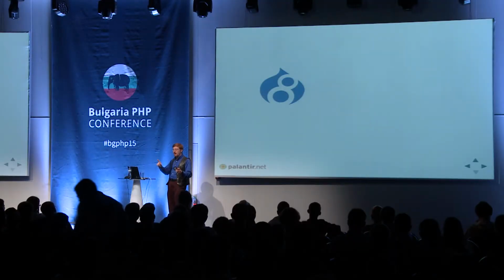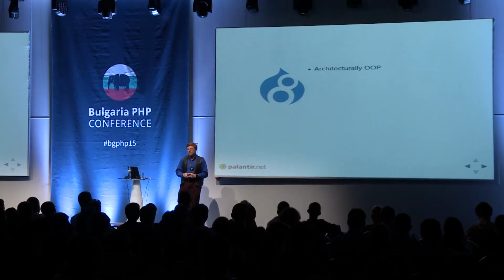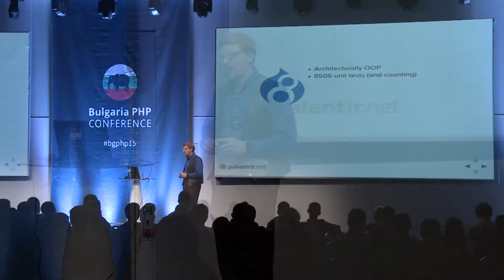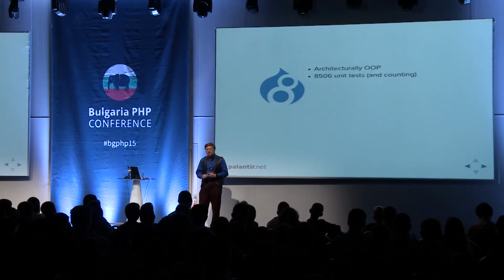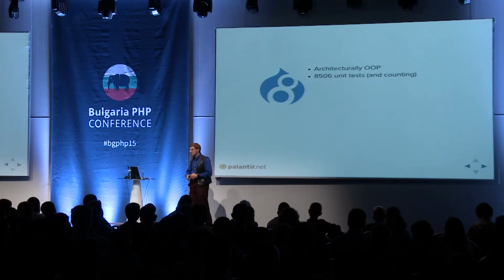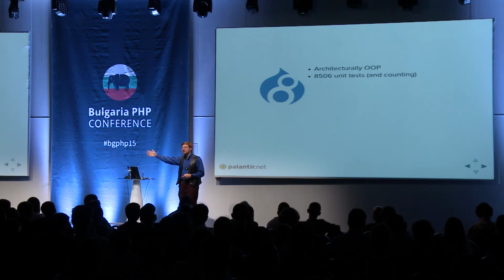Drupal 8, which goes into release candidate in about a week and a half, is a fundamentally object-oriented system. We now have, as of the last time I checked, about 8,500 unit tests. That number keeps going up in addition to our integration tests, which means that our code is improved to make it possible to have 8,000 unit tests.